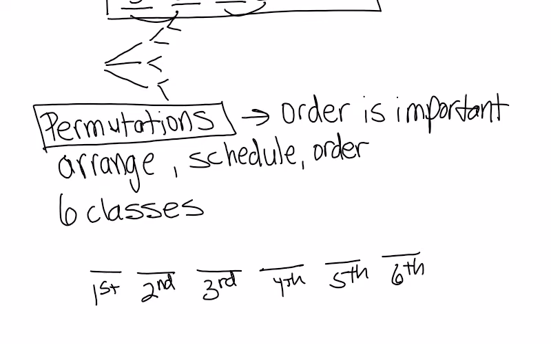And so we know you're going to have 6 classes, but we want to know how many different ways those 6 classes can be arranged. Well, typically, how many different classes could go first? The truth is that all 6 of them could go first. So now what happens from here?